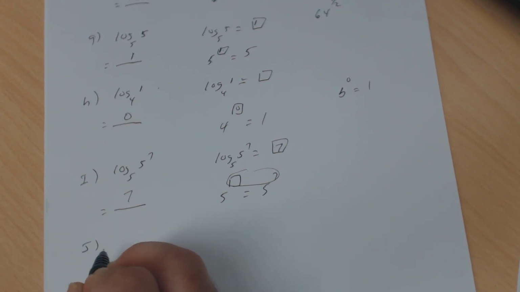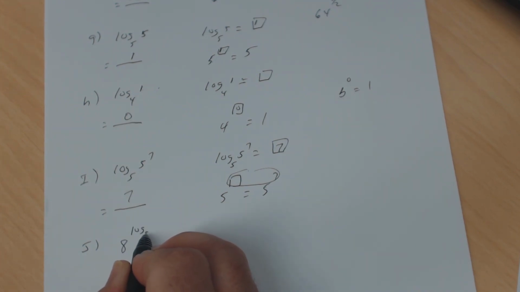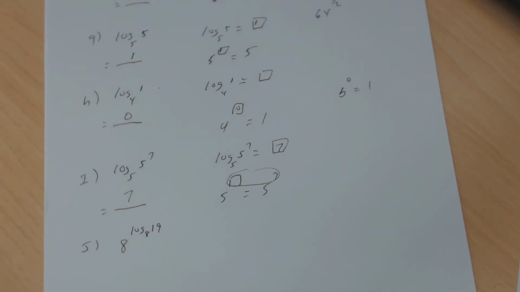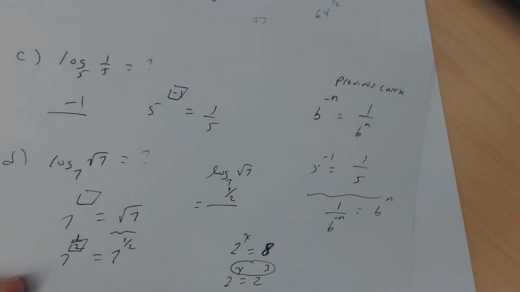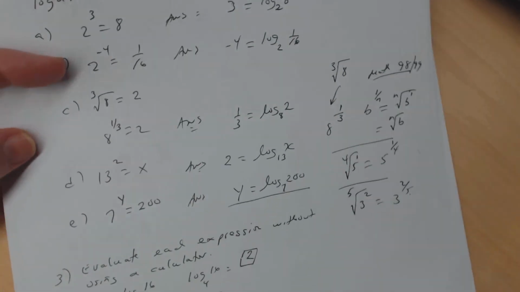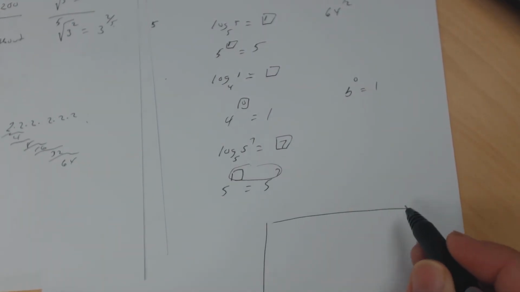All right, J. We have 8 raised to the log base 8 of 19, so 8 to the log of 19 base 8. To do that, let's think about something we talked about earlier. Let's look at this for a moment. I'm going to rewrite this over.